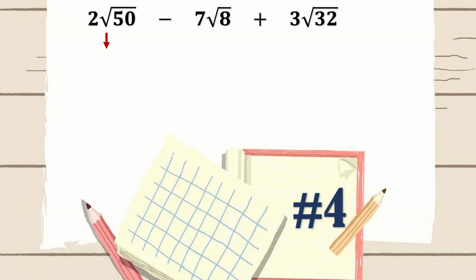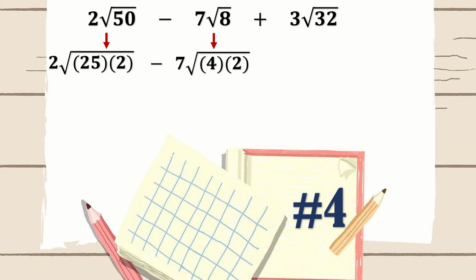Number 4, 2 square root of 50 minus 7 square root of 8 plus 3 square root of 32. Again, let us first simplify. It will be 2 square root of 25 times 2 because 25 times 2 is 50. Then, 7 square root of 4 times 2. 4 times 2 is 8. Lastly, 3 square root of 16 times 2 because 16 times 2 is 32.